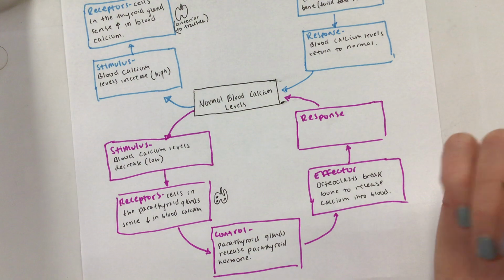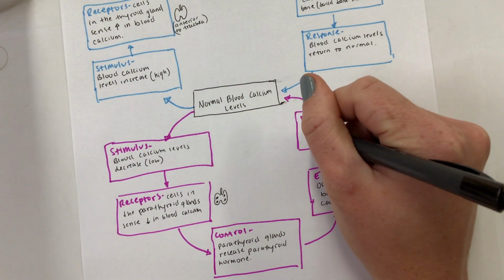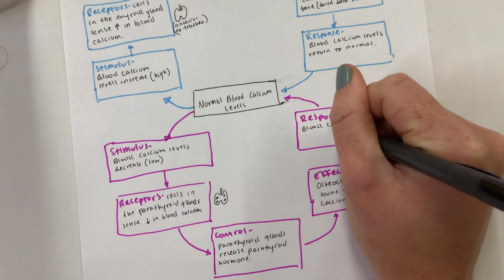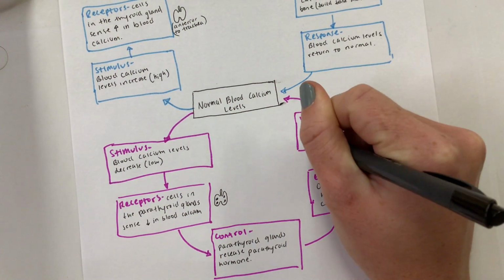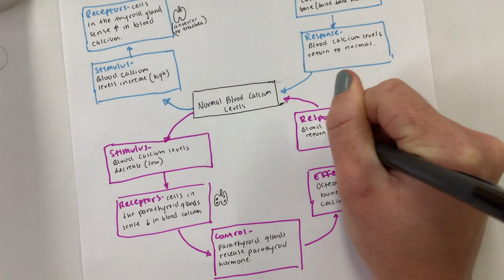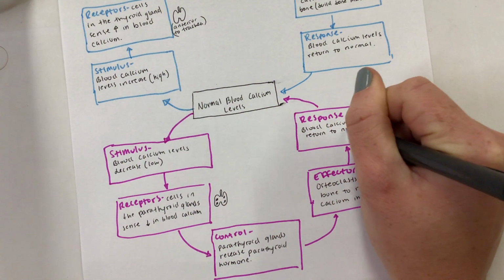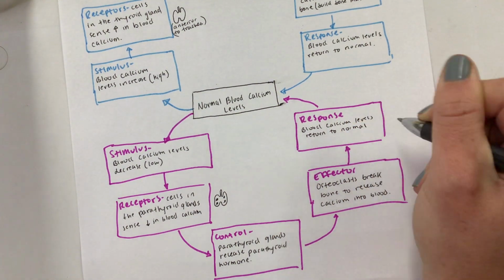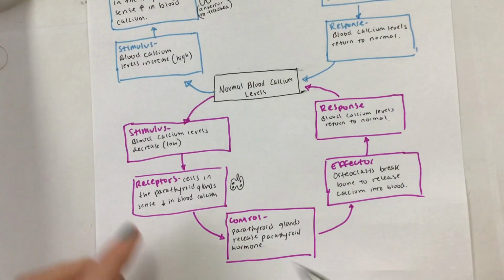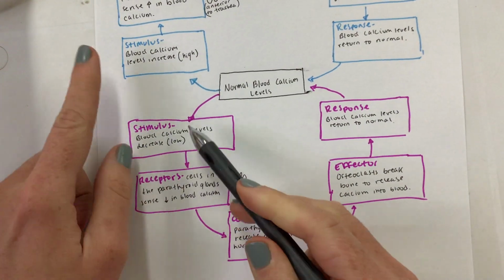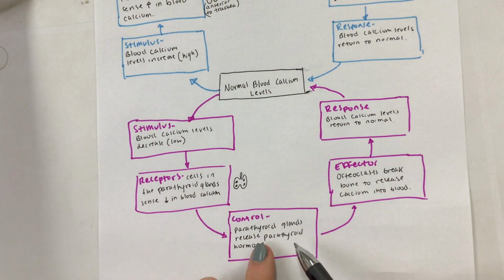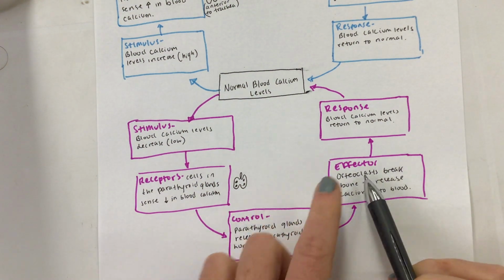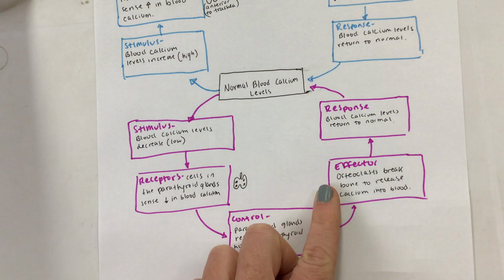So the response here is our blood calcium levels return to normal. Okay. So again, some keywords here. Instead of being high, the blood calcium levels are low. Parathyroid glands release parathyroid hormone, and osteoclasts are going to be those active bone cells.